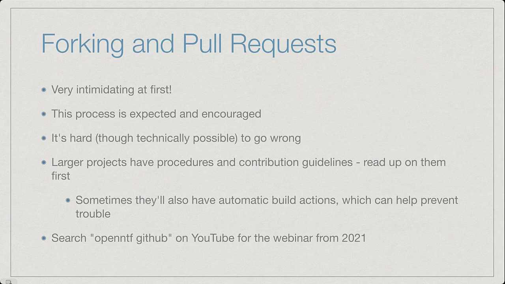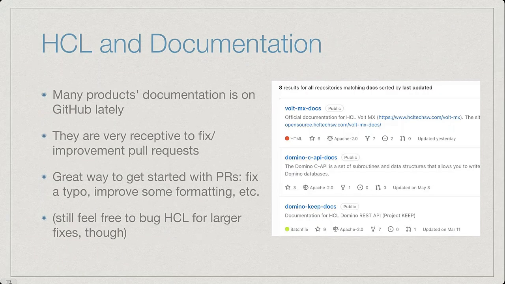And along those lines, I do want to have a special nod for HCL and documentation. So one of the things that HCL has been doing with open source, they have a number of open source things, but one of them has been making a lot of their product documentation open source on GitHub. And they are very receptive to fixes and improvement pull requests. So some of these can be simple, like you find some incorrect grammar or a typo, some weird formatting, like the headers don't look right, you can fix that.